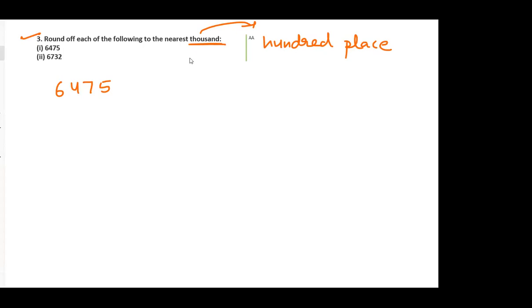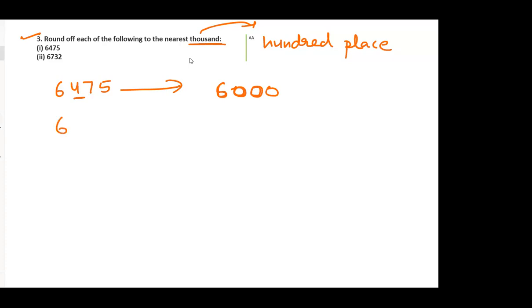Which number is at 100 place? Yes, 4. 4 is at 100 place. So we will make this 50 and 7040. Okay, and then 4 is less than 5. That is why we will not add 1 in 6. So 6000 is the right answer. Okay, 6000 is the right answer.